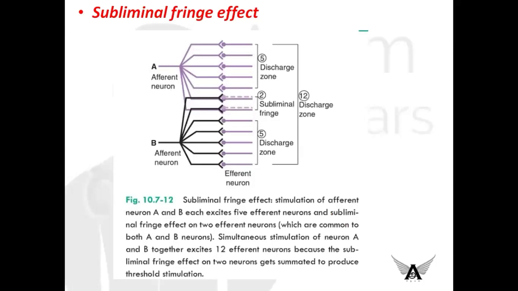So these neurons are in the subliminal fringe region. Only when both A and B are simultaneously stimulated, they have the action potential. This is called subliminal fringe effect.